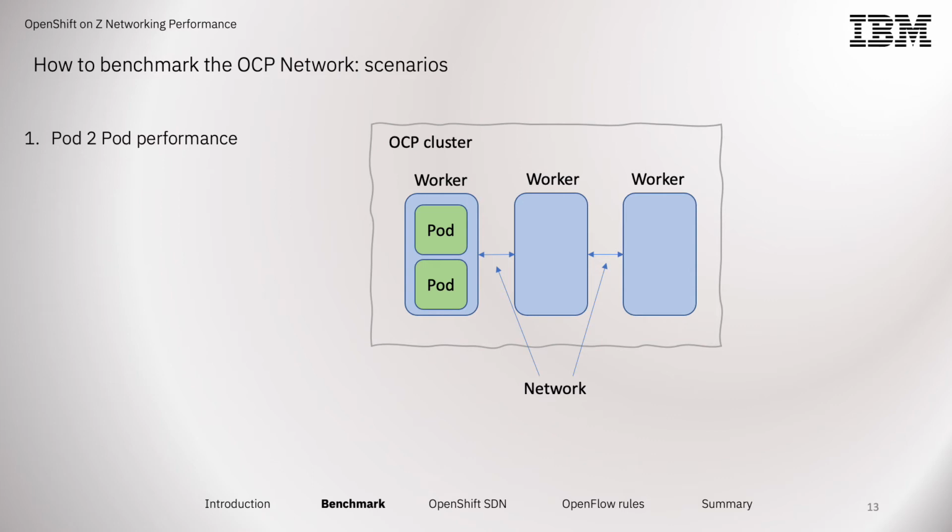The first scenario is the so-called pod-to-pod performance, where all your pods run on the same worker. So there is no communication via the hardware NICs, but just over the software-defined network. This is quite an important use case since many microservice architectures come with very small-scale components and there is a lot of intercommunication between each other.